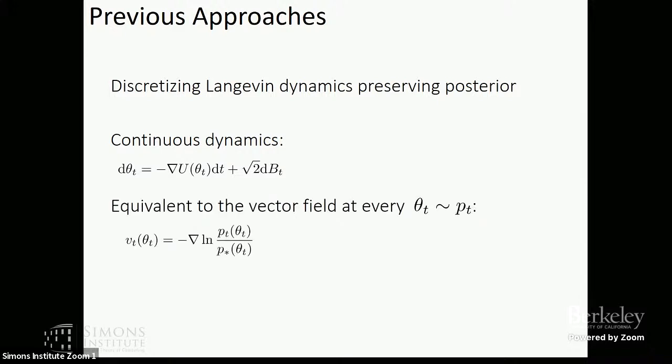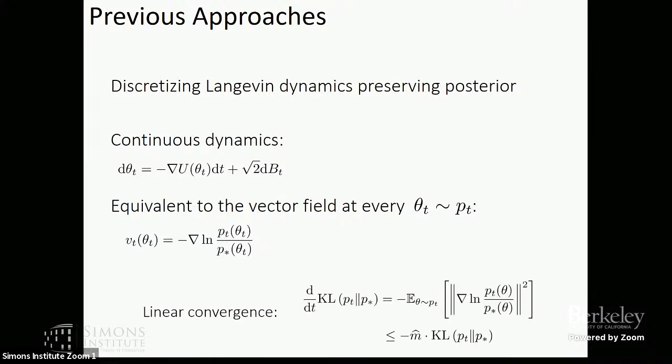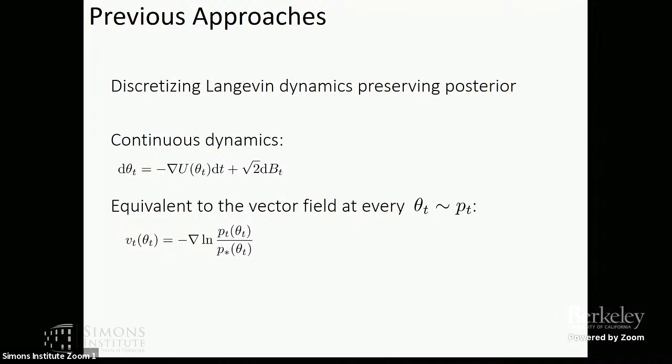And it's equivalent to the vector field, so that we take at every point following this current distribution p. This is the negative gradient of KL divergence when we define the metric to be the Wasserstein-2 metric. And this implies linear convergence whenever we have, say, strong convexity or a log-Sobolev inequality. So this is all well and good. The problem happens when we discretize it.